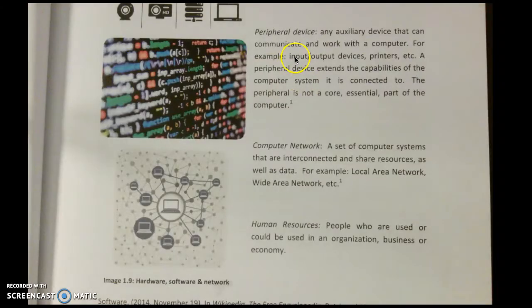Okay, so next we have three more definitions. Peripheral device. This is any auxiliary device that can communicate and work with a computer. For example, input-output devices, printers, etc. So a peripheral device extends the capabilities of the computer system it is connected to. So the peripheral is not a core essential part of the computer.